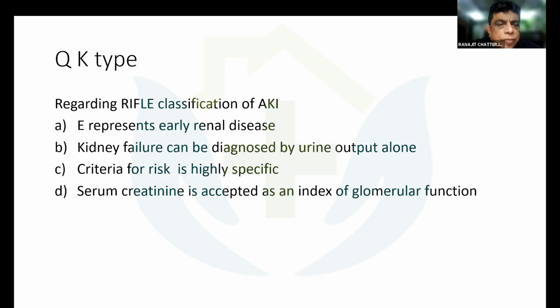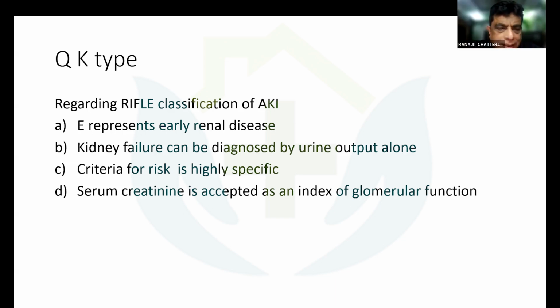There is a multiple type question. Kidney failure can be diagnosed by urine output alone. Criteria for risk, that is R, is highly specific. And serum creatinine is accepted as an index of glomerular function. So this is a true-false type question. E represents early renal disease? Obviously not. Kidney failure can be diagnosed by urine output alone? Yes, right. So you have to give true or false. Prakash, give true or false, not only B.